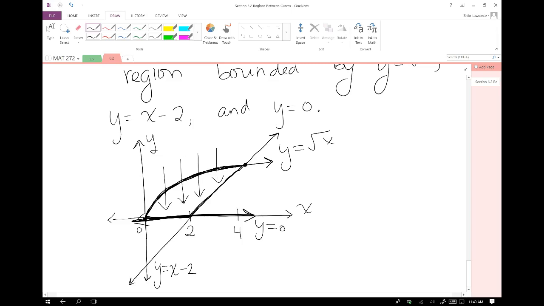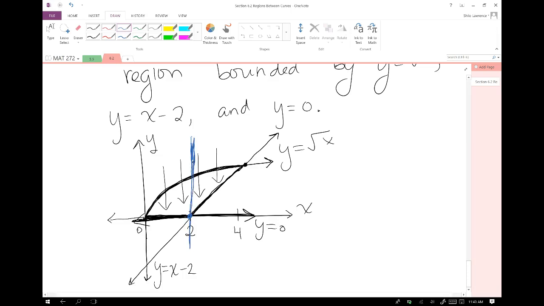But then if you look and see where these arrows are pointing, for part of this region, they're pointing at the x-axis. And then for another part of this region, they're pointing at our y equals x minus 2 line. So halfway through the region, the bottom boundary changes. So we're going to have to split this region up into two pieces. We're going to have to split it there at 2, where we have this intersection point.